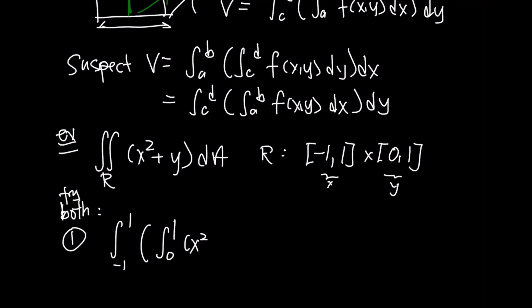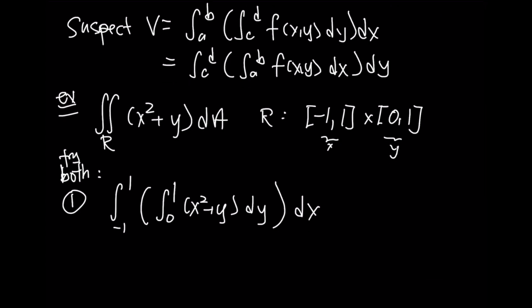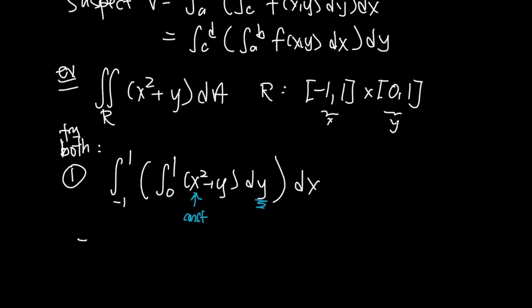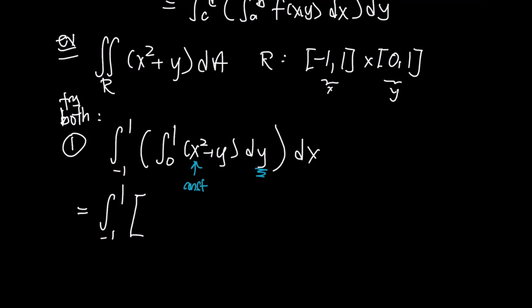So we'll have an integral from 0 to 1, x squared plus y, dy first, and then dx second. Now, in this particular case, y is the integration variable, so anything with an x is considered to be a constant. The outer integral remains the same, and we'll just be performing a basic definite integral here.